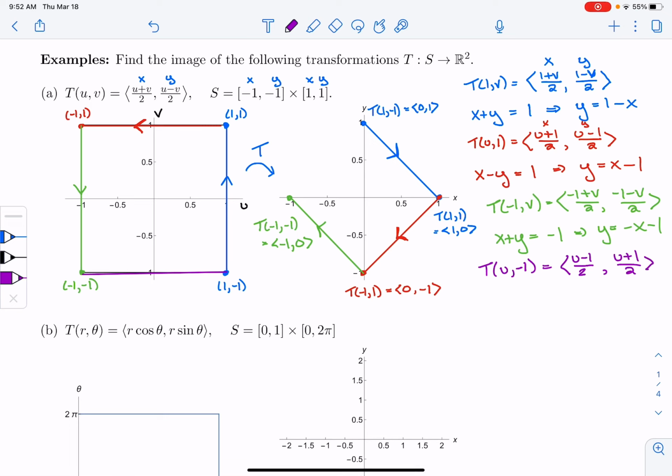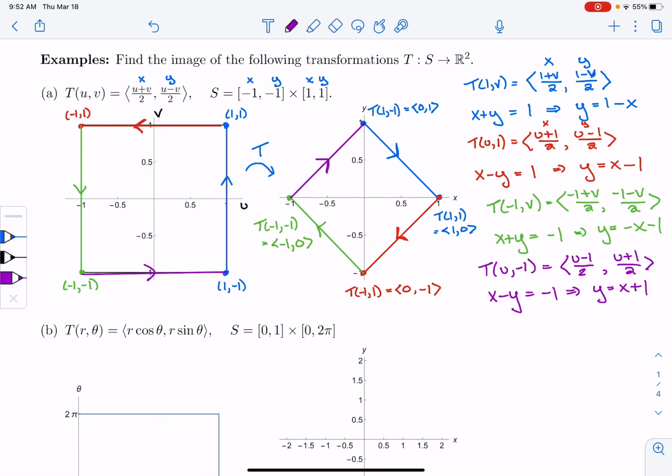And then again, if we combine x minus y, then we'll eliminate the u's, and what's going to be left is just negative 1. So this gives me the line segment y equals x plus 1. That is this line segment. And so if we move along this direction, we'll end up moving this direction.